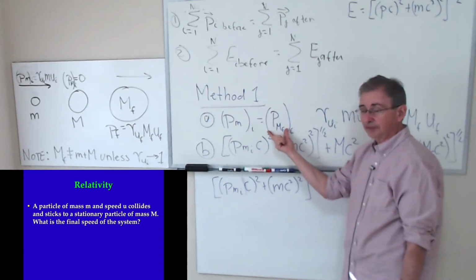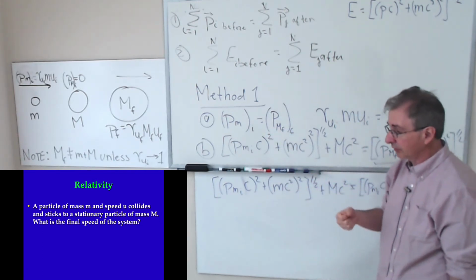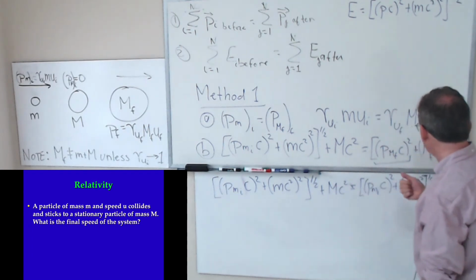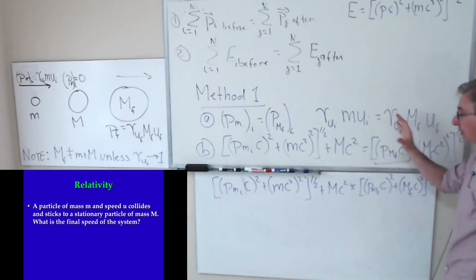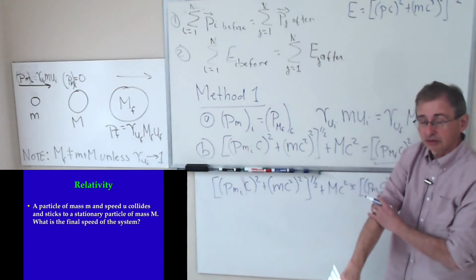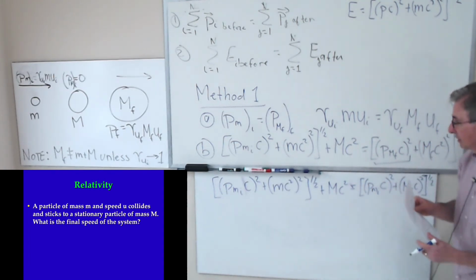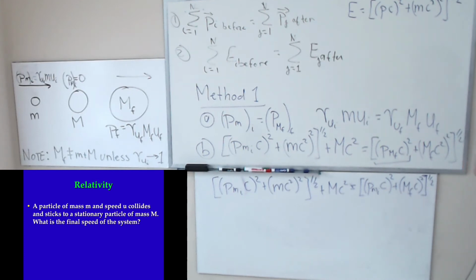For problems where you're just solving for the final momenta, especially for problems where you're dealing with photons that don't have a rest mass, you'll probably want to solve it this way. However, you can see that if we're going to solve for u final, because that's what we're asked for in this problem that you see on the screen, this is going to take a lot of work. Because first I've got to find m final, which is going to take a lot of algebra. And then I've got to put that back up into this momentum equation and then solve for u final.